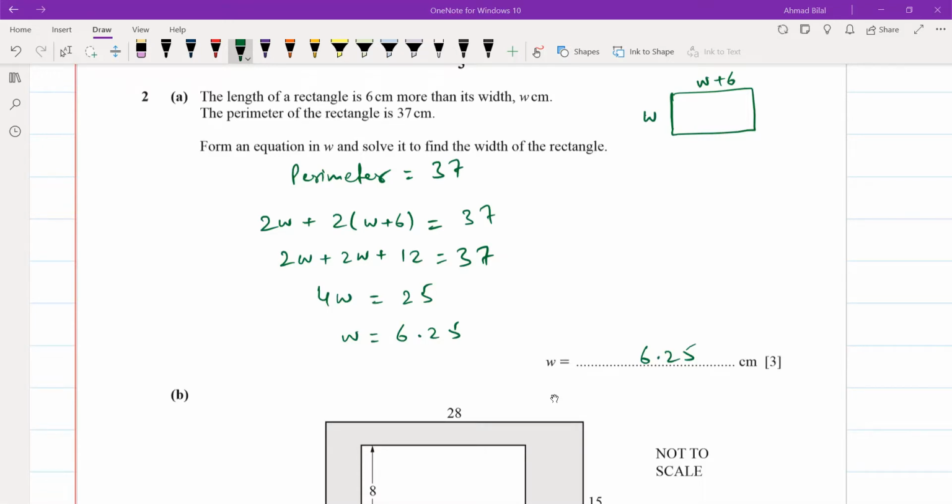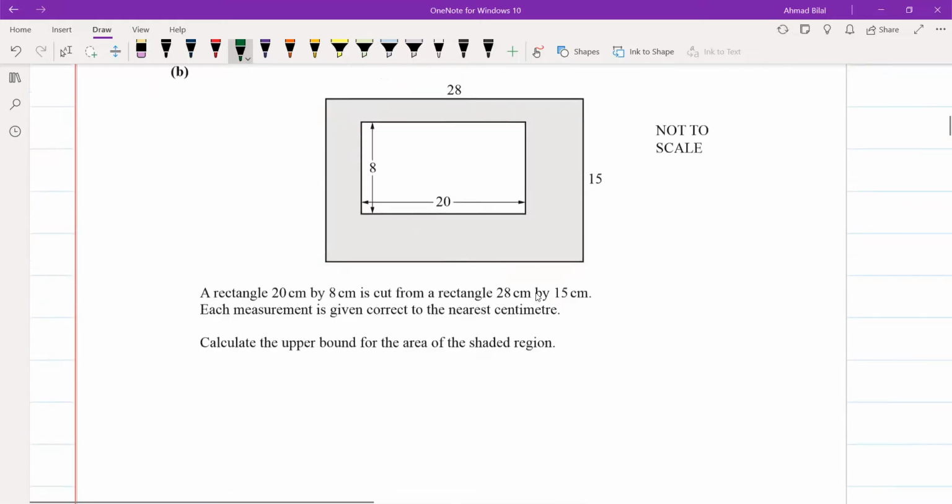Yes, sir. 6.25 ही आ रहा है. Okay, good. Acha. Let's look at the next one.